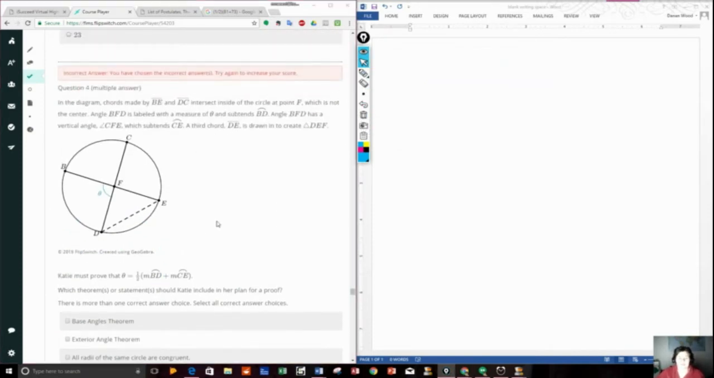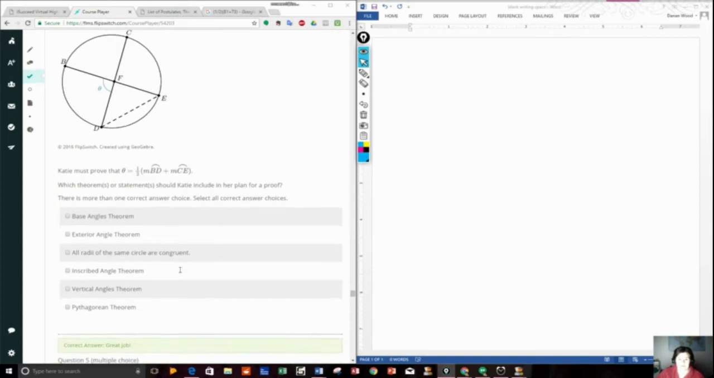In the diagram, chords made by segment BE and segment DC intersect inside of the circle at point F, which is not the center. Angle BFD is labeled with a measure of theta and subtends arc BD. Angle BFD has a vertical angle, angle CFE, which subtends arc CE. A third chord, DE, is drawn in to create triangle DEF. Katie must prove that theta equals 1/2 the measure of arc BD plus the measure of arc CE. Which theorems or statements should Katie include in her plan for the proof?